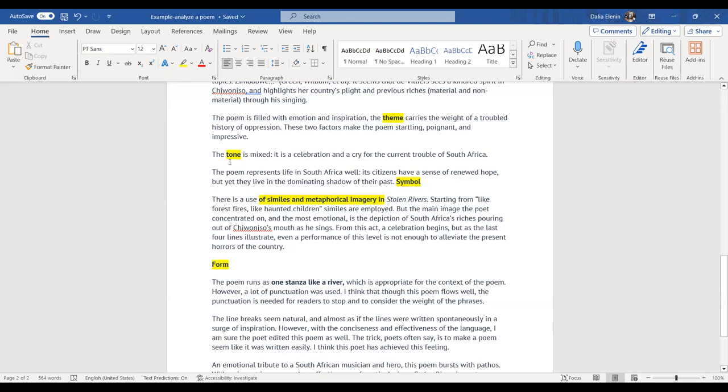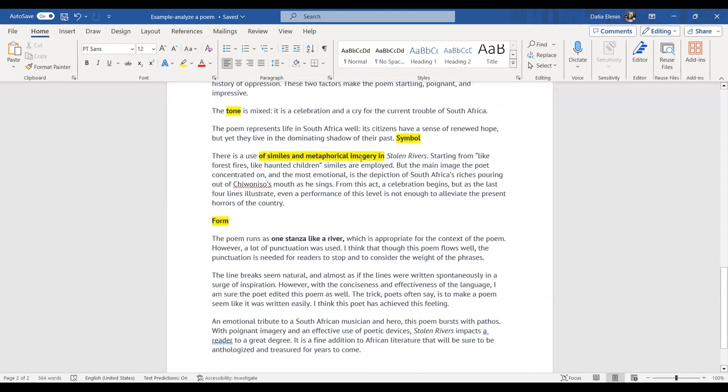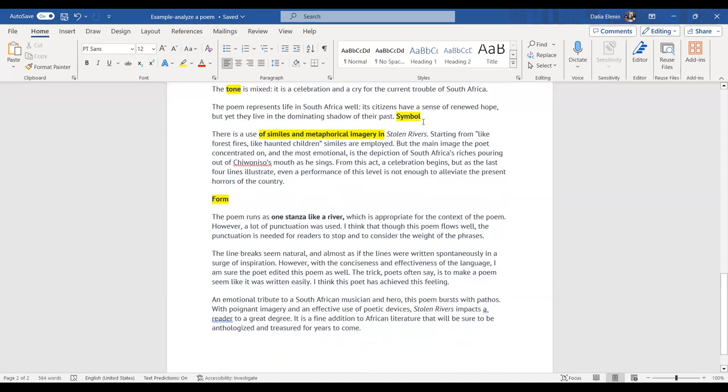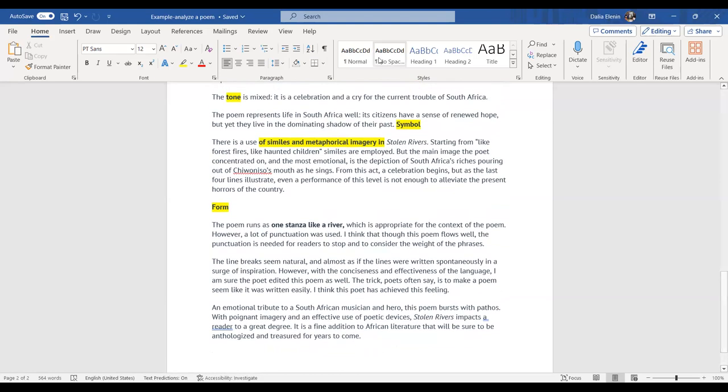There is a tone. Also, you need to talk about the tone. When I ask you to analyze a poem, you need to tell me something about the tone. Here, the tone is mixed. A celebration and a cry for the current trouble of South Africa, celebration of the liberation, and at the same time of the mischief that Africa has been through. You can also, if there is any symbol, mention the symbol, the similes, the metaphors, the imagery. You can also talk about the form, the stanzas, and, if you can, what we call the physical description of the poem. So this is now an example of how to analyze a poem.